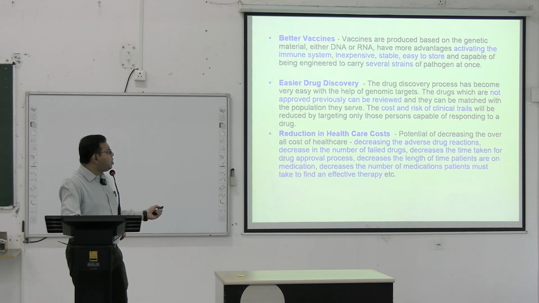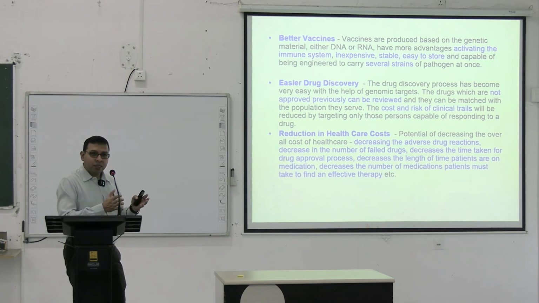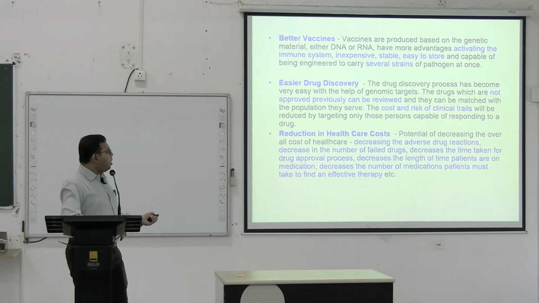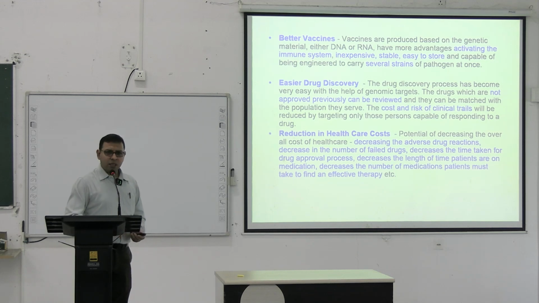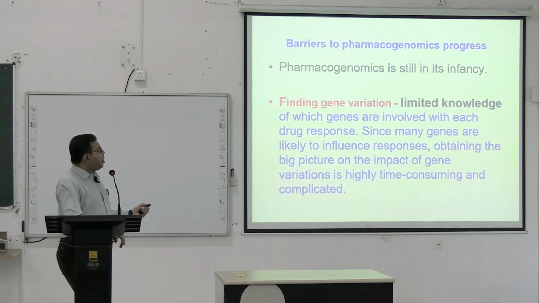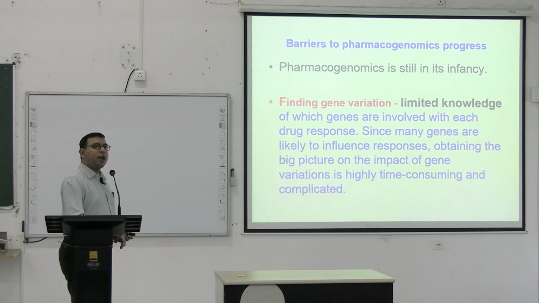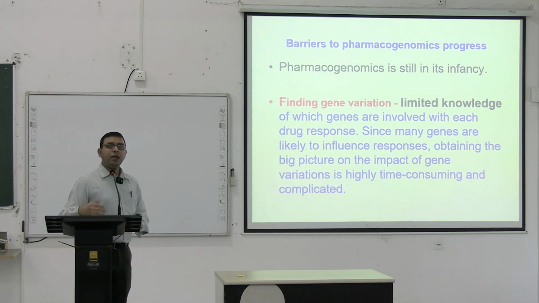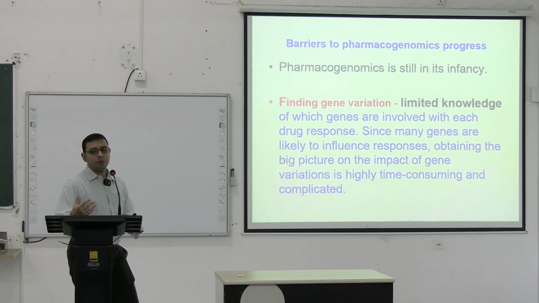So there will be easier drug discovery, the clinical trial period will be shorter, and the healthcare cost will obviously be reduced. But there are barriers to pharmacogenomic progress, because of finding the gene variation. Even now there are many genes, many SNPs that have not yet been captured, but it is evolving, more and more SNPs are being captured and newer techniques of the DNA microarray are evolving.